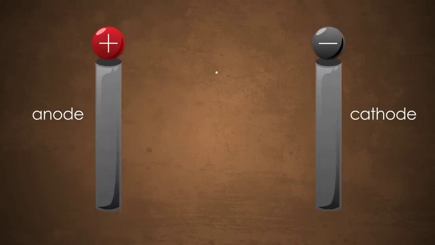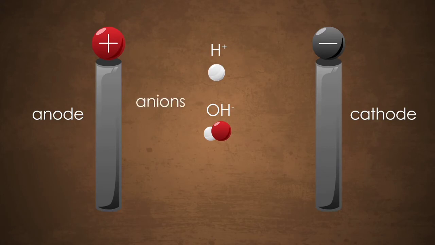The ions present in water will be the hydrogen ion and the hydroxide ion. These ions will be attracted towards the electrode with the opposite charge. To use Faraday's own words, "I propose to distinguish these bodies by calling those anions which go to the anode, and those passing to the cathode cations."